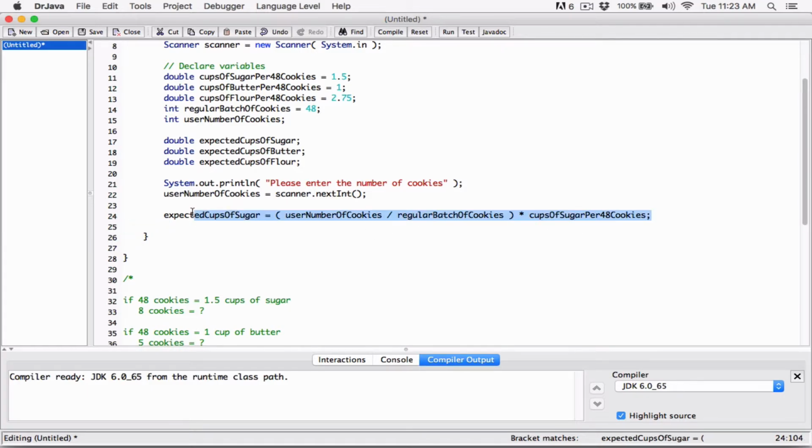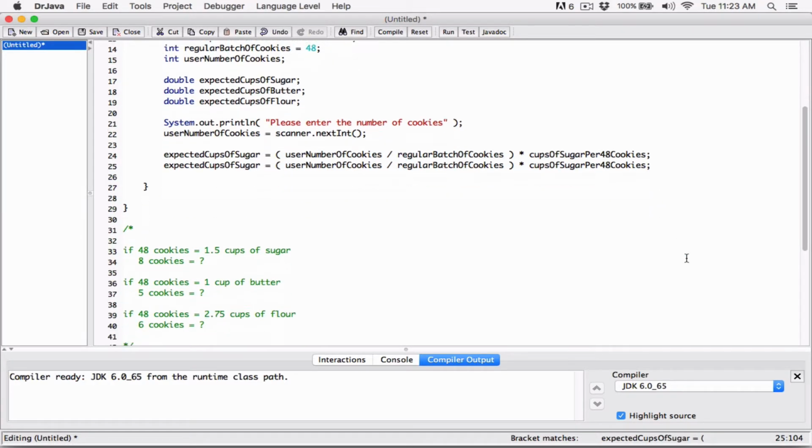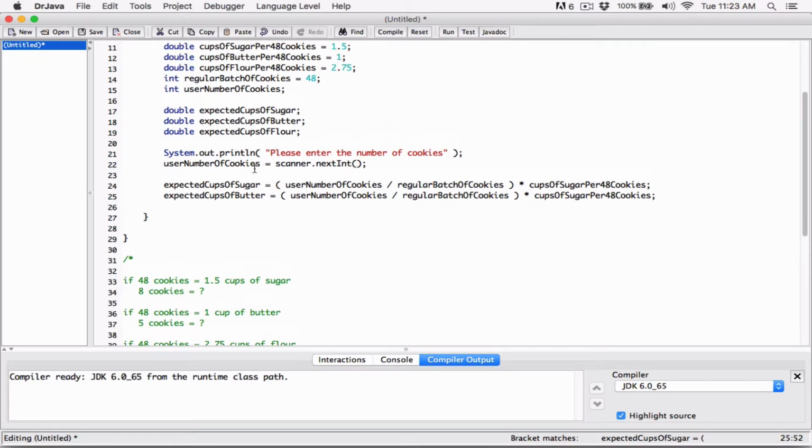I'm going to go ahead and copy this whole line because it's going to be similar to find out the rest. So expected cups of butter is also always dividing by 48 and multiplying by 1. We're dividing the user's number of cookies by the regular batch of cookies and always multiplying by 1, 1 being cups of butter per 48 cookies.